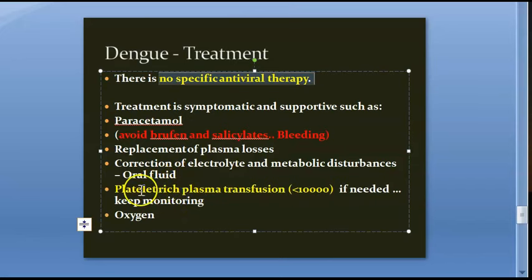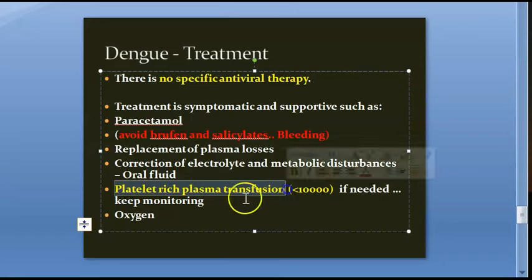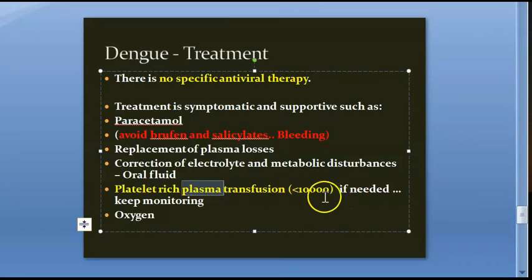And platelet infusion, platelet-rich plasma transfusion they can do. Platelet-rich plasma, that means plasma has platelets. Platelet-rich plasma transfusion you can do if the count is less than 10,000. Electrolyte balance, metabolic disturbances and all you will manage. You should not give aspirin, it will cause bleeding.